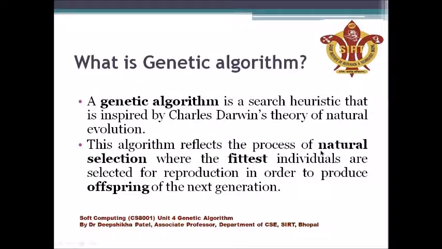So the terminology highlighted here is important when we are talking about genetic algorithm. So with the process of natural selection, it selects individuals. Here we are saying fittest individuals. Fittest individuals are selected for reproduction in order to produce offspring of the next generation. So from a given population, two fittest individuals are selected for reproduction of offspring, which in turn are added to the next generation.